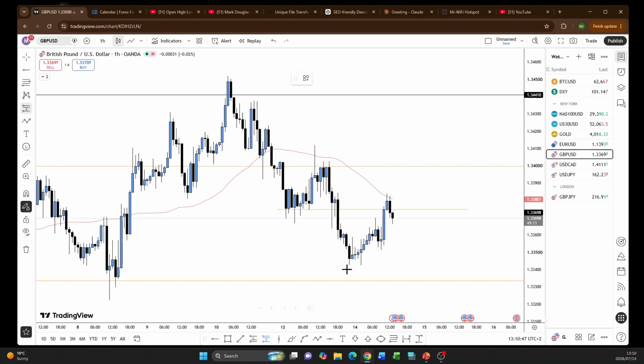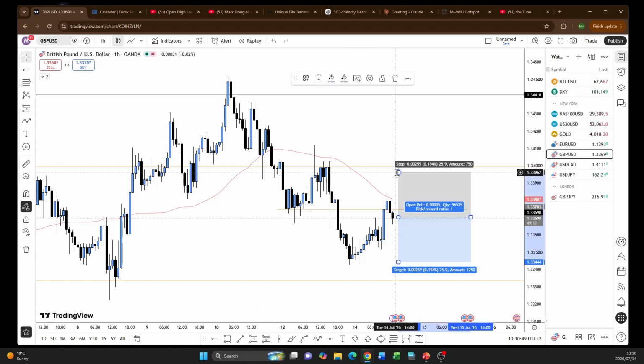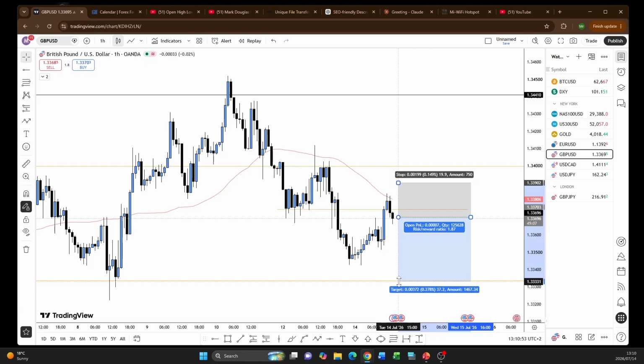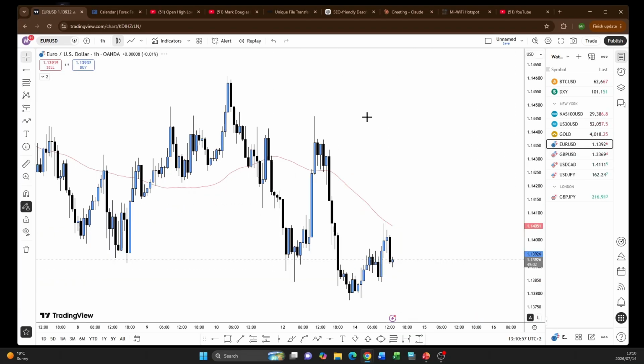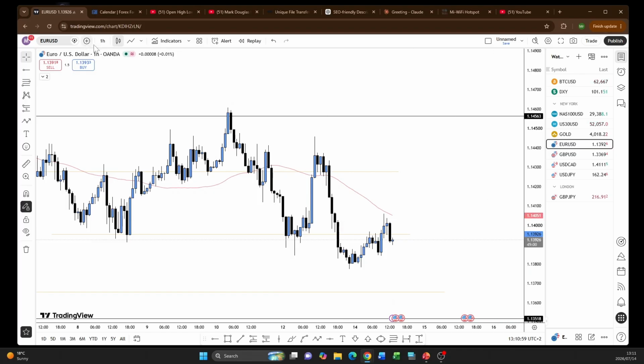So I'm expecting shorts from right about there. Just stop right here and then target this overall. So make 1 to 2. So yeah, that's what's happening with GU.